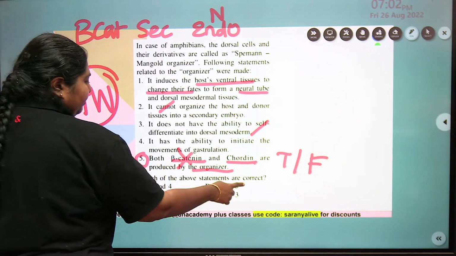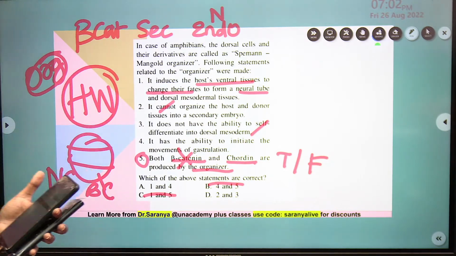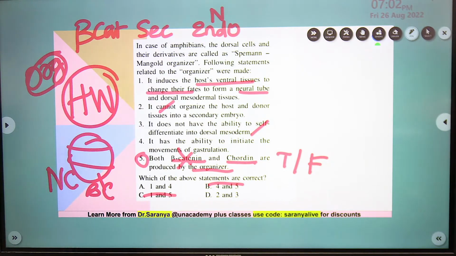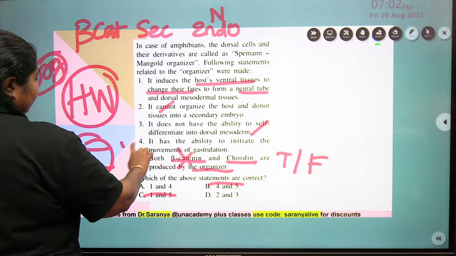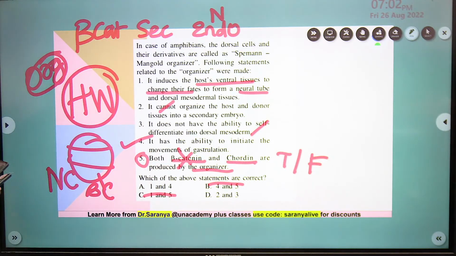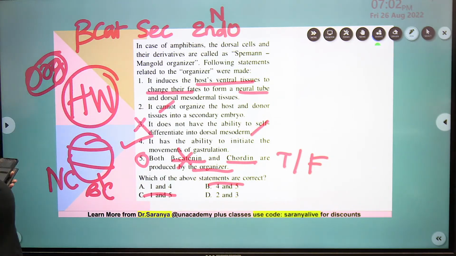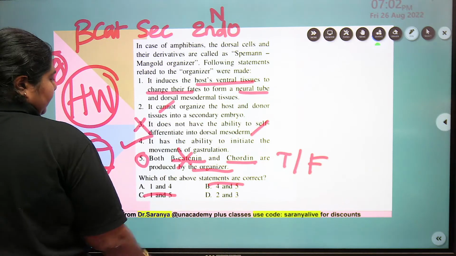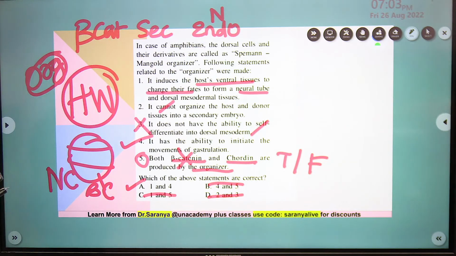So 5 you must eliminate. Got it? This is one of the trickiest points. That is why I just want to discuss it here. Yes, everybody in this class, got it? So 5 should be eliminated. The organizer has several functions. One such function is to initiate the movement of gastrulation. So 4 should definitely be there. And saying it does not have the ability to form dorsal is wrong. The main function is to form the dorsalizer. So 3 is wrong. So which is the only correct answer? A should be the correct answer.